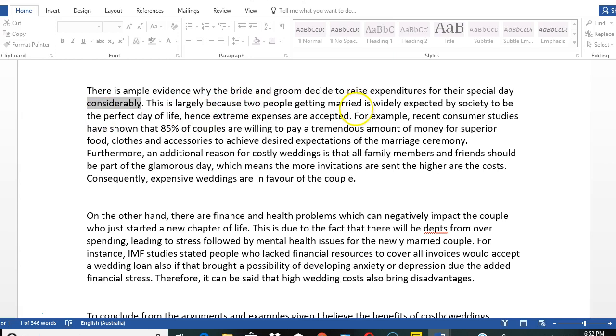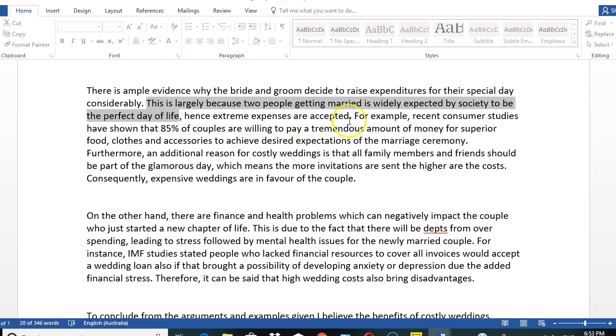This is largely because two people getting married are widely expected by society to be the perfect day of life. No, no, no. Two people are expected to be the perfect day of life. Two people cannot be a perfect day. Maybe to have or to organize or to start their marriage on the most perfect day of their life. But be careful, do not place the symbol of equality between people and days, okay? This needs to be rewritten.